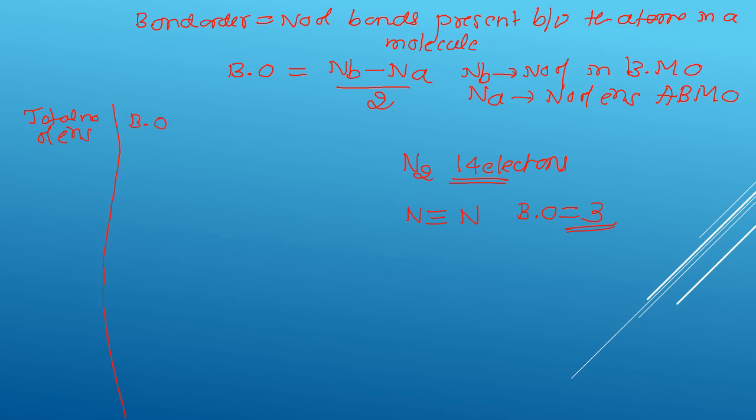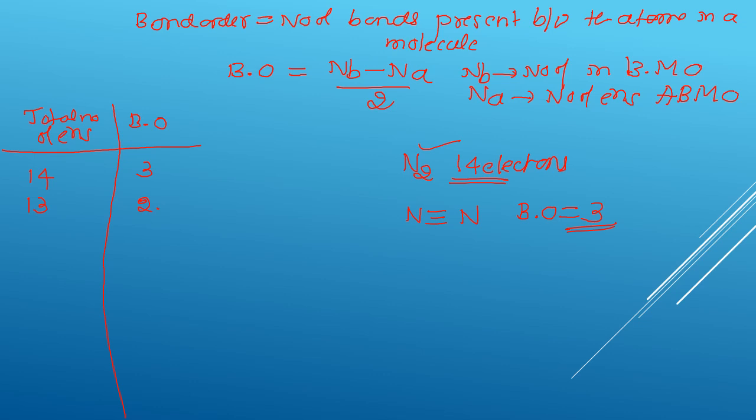Okay, if the total number of electrons is equal to 14, as in the case of nitrogen, the bond order is 3. If the number of electrons is equal to 13, one electron is less than the previous one, so automatically the bond order also decreases. Bond order means number of bonds, so the bond order decreases by 0.5 units.